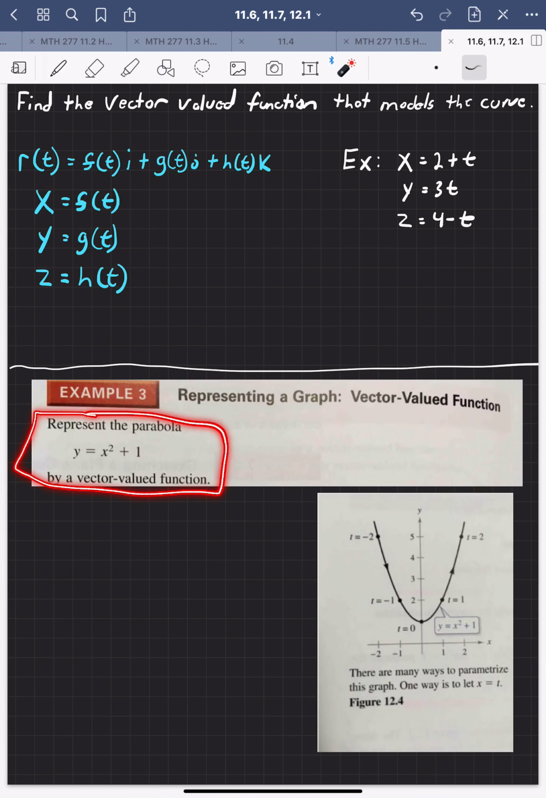The example that we're going to be given is, how do we find the vector valued function that models a curve? The previous question was, we were given the vector valued function, and then we were asked to trace the curve, but now we're actually going to be seeking the vector valued function that models the curve.